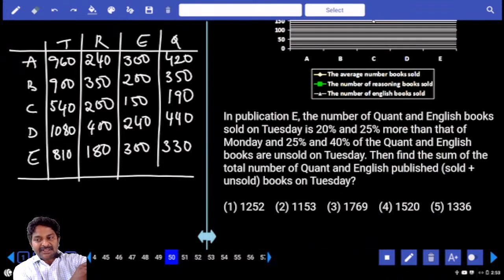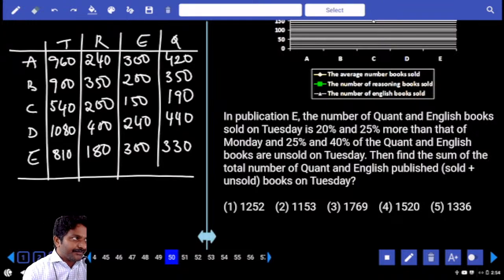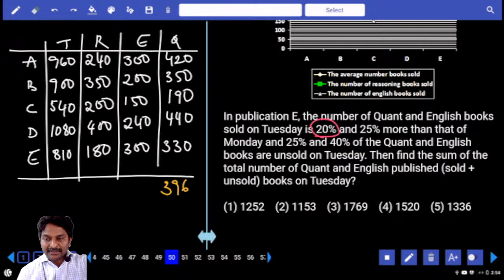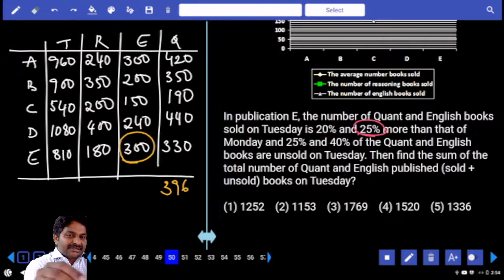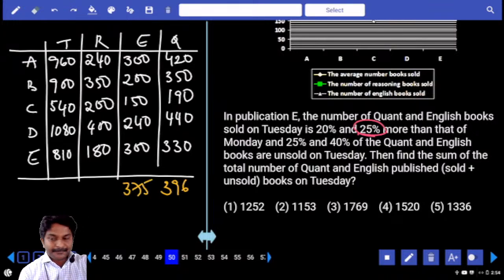In publication E, the number of quant and English books sold on Tuesday is 20%, 25% more than that on Monday. So given data is for Monday. Tuesday, quant books are 20% more than this number. What is 20%? 66. 66 more, in the sense 396 only. Then English books are 25% more. 25% of 300, 75. Then it is 375.